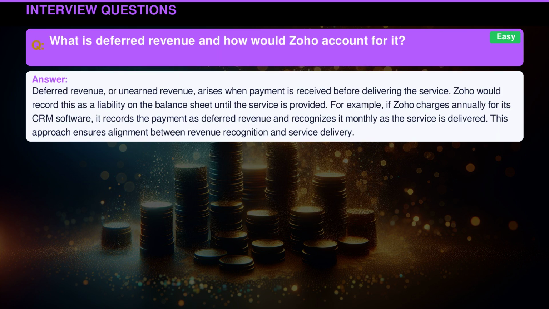Deferred revenue, or unearned revenue, arises when payment is received before delivering the service. Zoho would record this as a liability on the balance sheet until the service is provided. For example, if Zoho charges annually for its CRM software, it records the payment as deferred revenue and recognizes it monthly as the service is delivered. This approach ensures alignment between revenue recognition and service delivery.